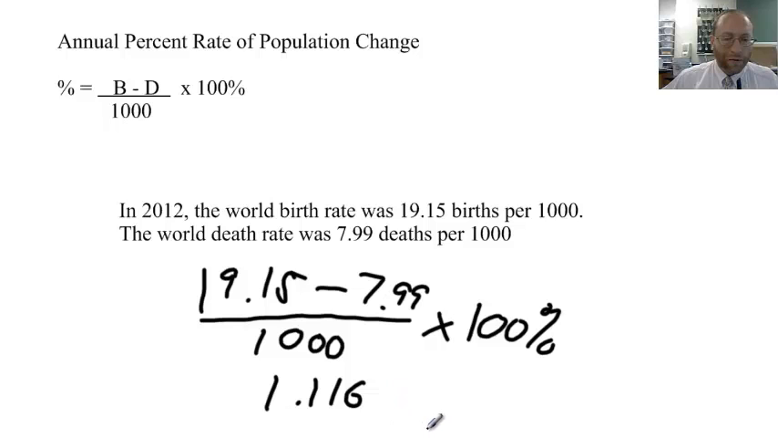You have to keep in mind significant digits, and while 19.15 has 4 significant digits, 7.99 has only 3. So we have to use 3, so we have to make that 1.12. We have to round this last one. So this here is our answer.